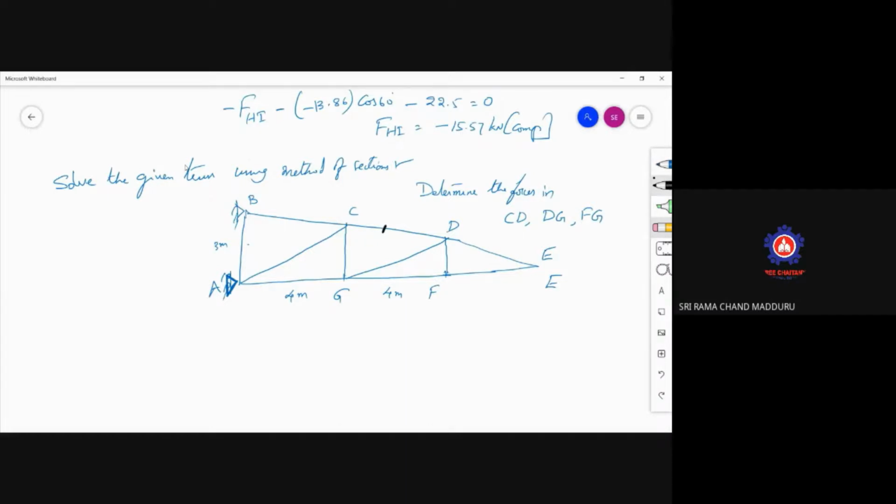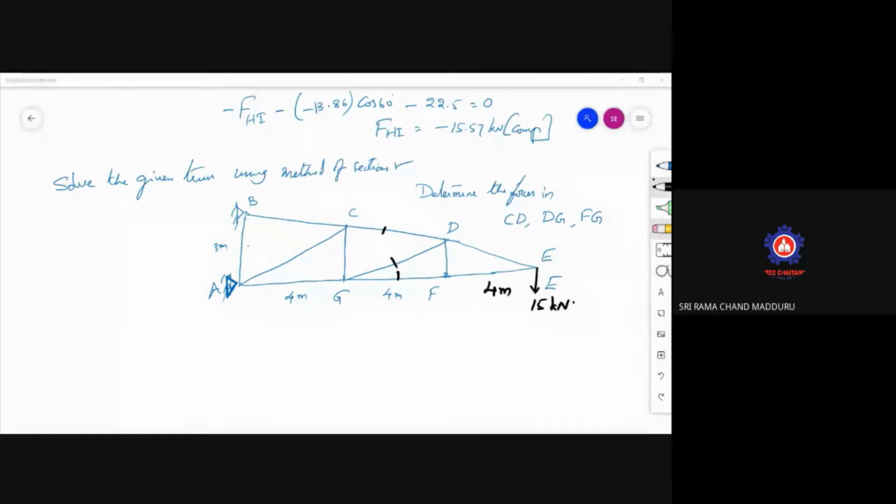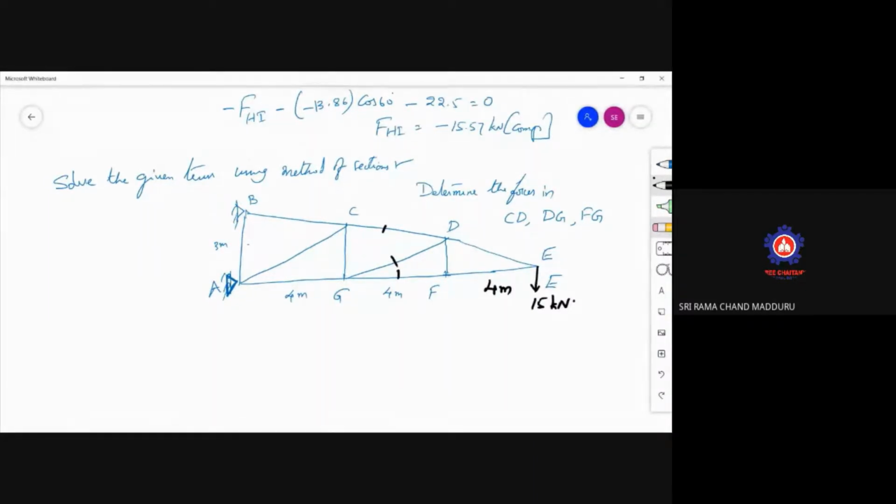So CD is this force, and EG is this one, by intersection. When you are cutting a section here, this is a cantilever from the right side. There is no need to calculate the reactions. So what I will do here is cut this section and draw the free body diagram.